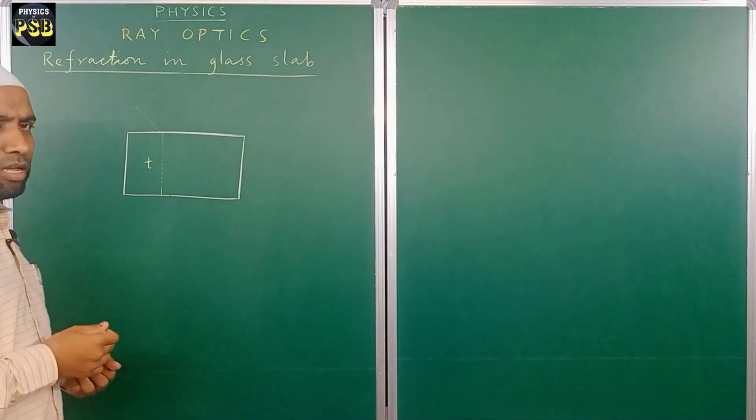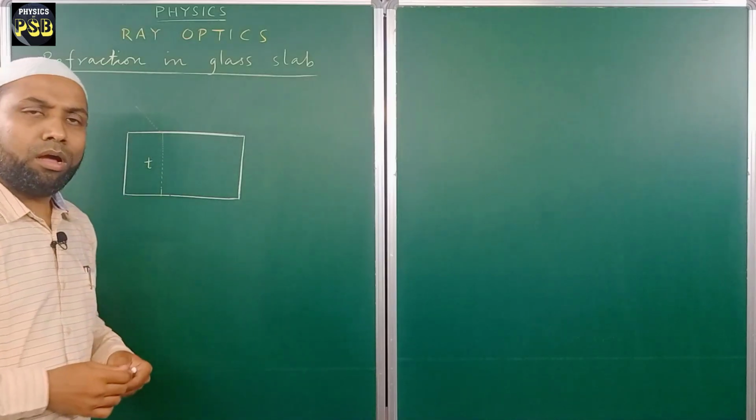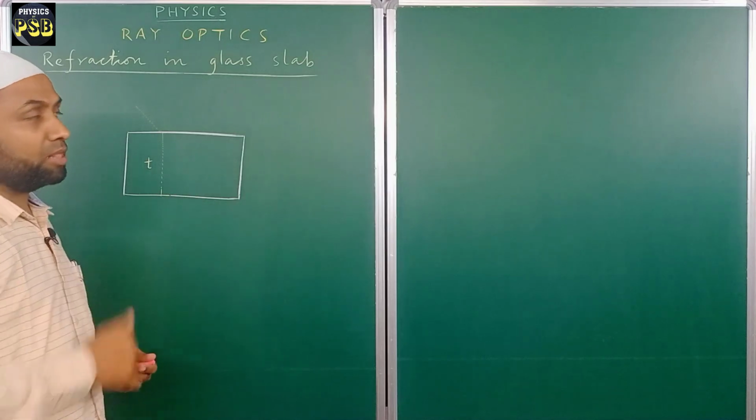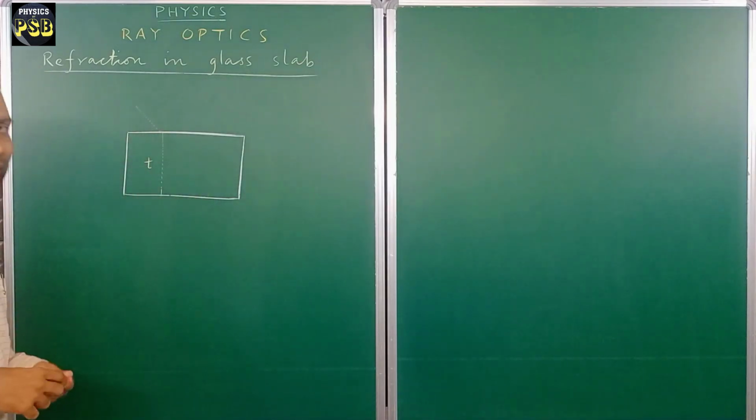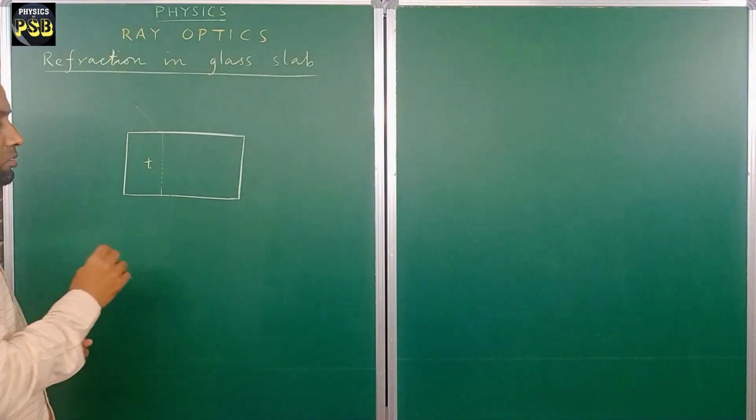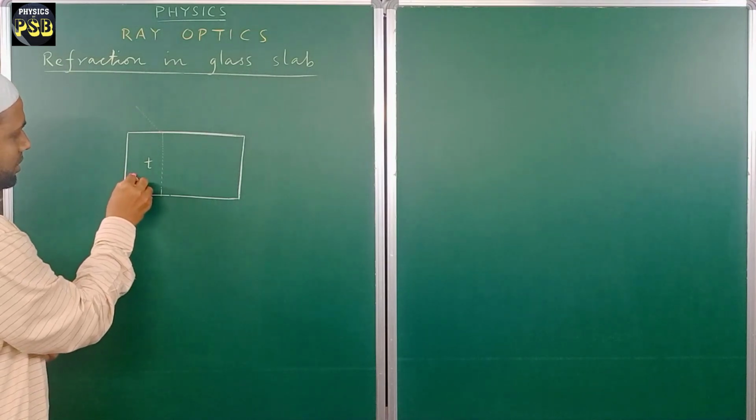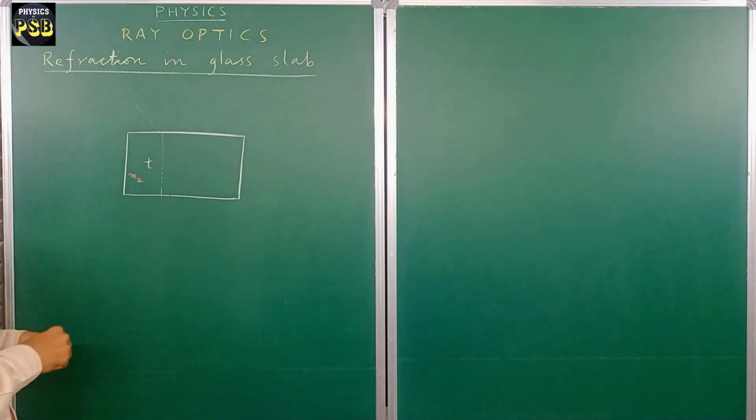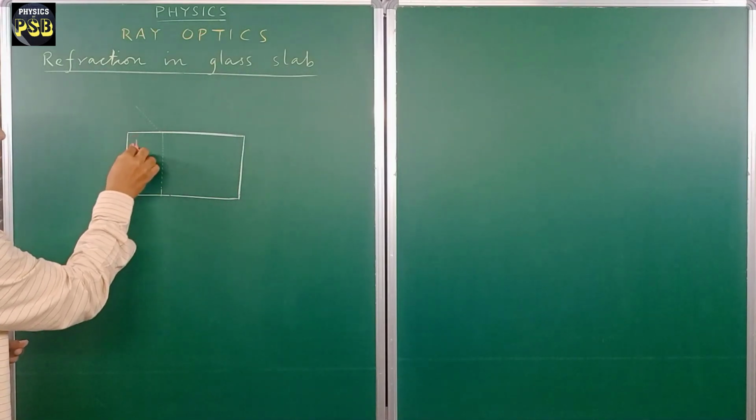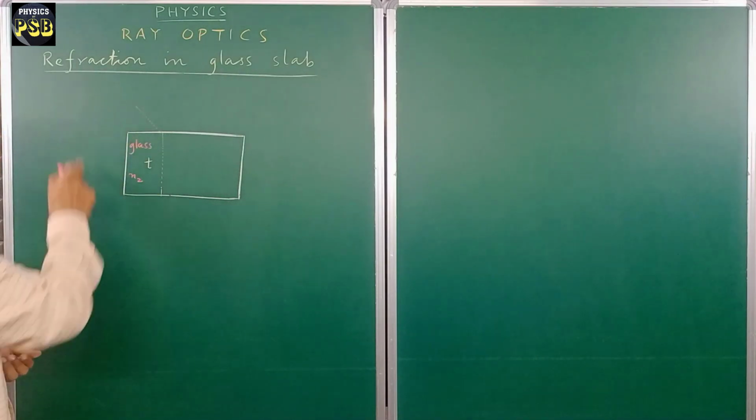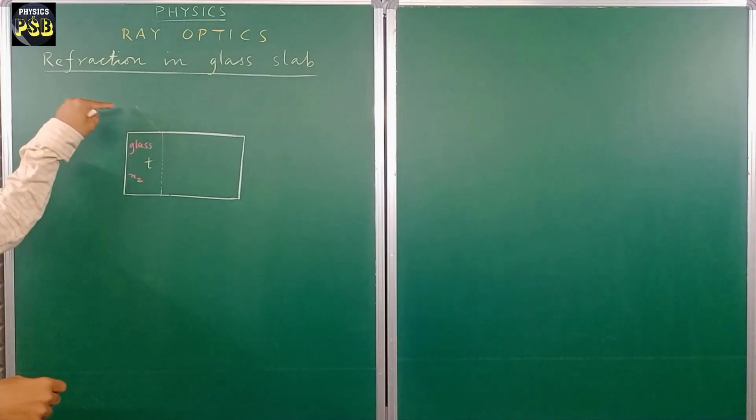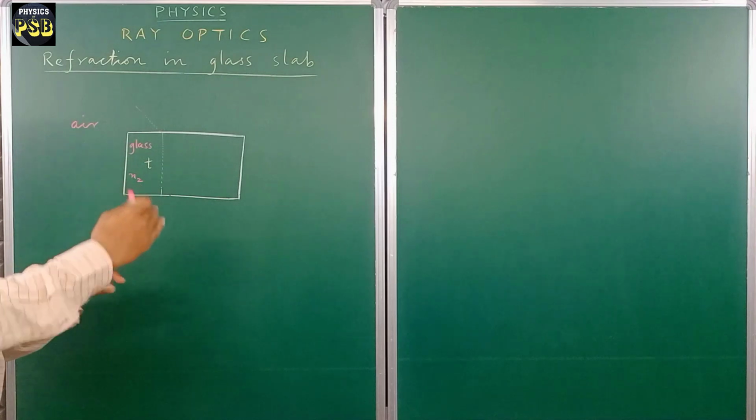As I told you earlier, light always deviates when it enters from one medium to another medium. This slab is made of glass whose refractive index is taken as N2 and placed in air. Here it is made of glass and placed in air. So when the light enters from air to glass, it will deviate.